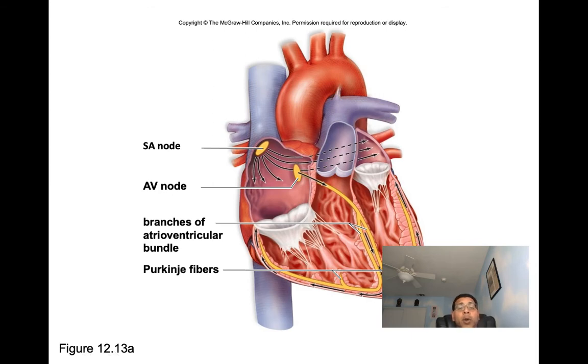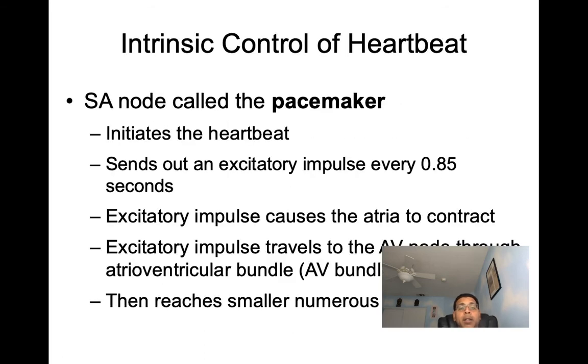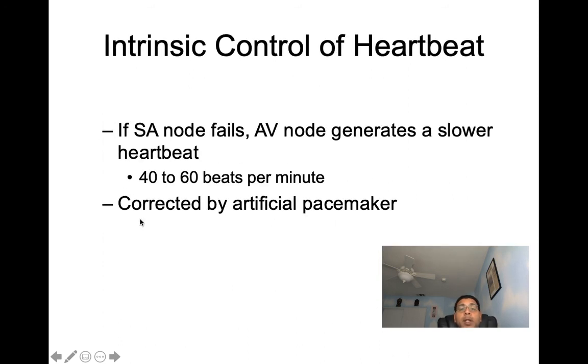The SA node is going to be called the pacemaker. So we can see here the SA node is called the pacemaker because it initiates the heartbeat. It sends out an excitatory impulse every 0.85 seconds. Excitatory impulses cause the atria to contract. And then we said excitatory impulses are going to travel from the AV node through the AV bundle, reaching then the Purkinje fibers.